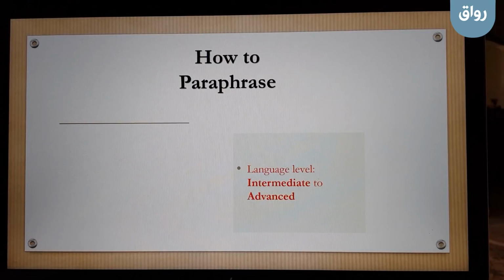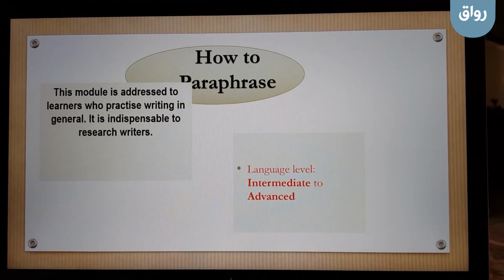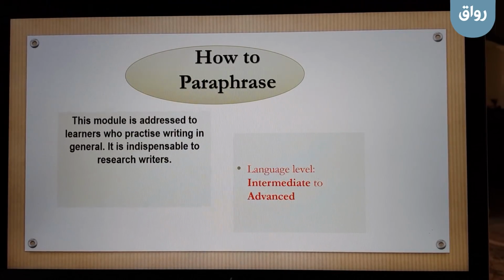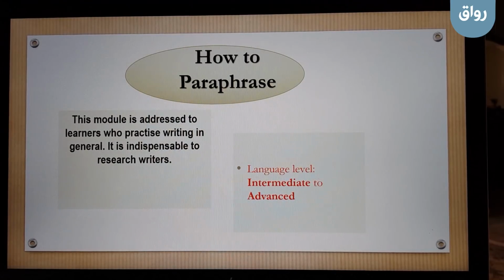Learners for this course should be of intermediate language level and upper. So intermediate to advanced, because it needs a good grasp of the English language. One more thing I would like to explain is that this module is addressed to learners who practice writing in general, such as writers, reporters, bloggers, script writers, journalists, creative writers, but it is of special importance to research writers. So it is indispensable to research writers.